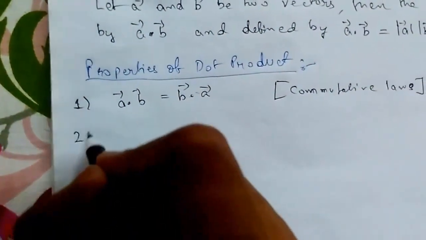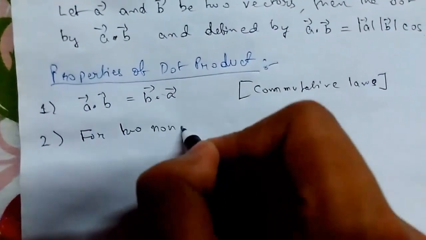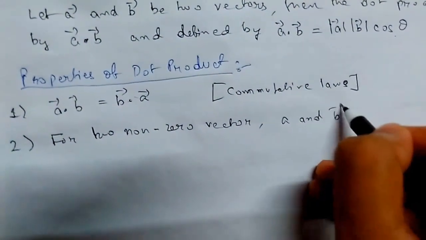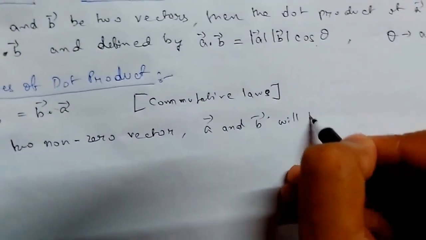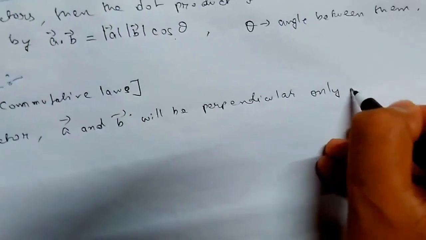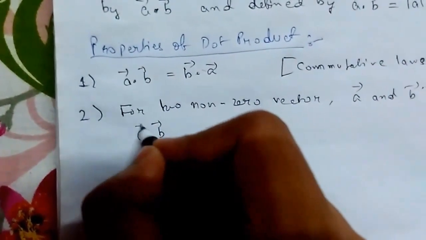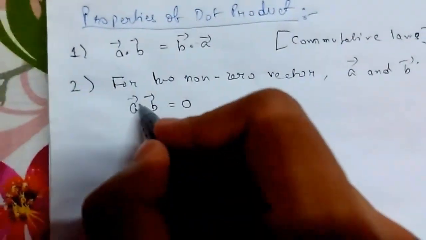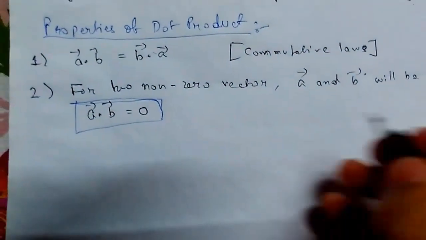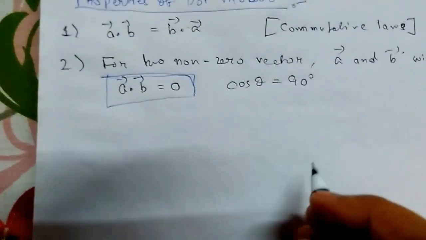So now number 2. So for two non-zero vectors, A and B vectors will be perpendicular only when the dot product, that is A dot B, will be 0. So this is important for checking the perpendicular condition, or we can also say that cos of theta is 90 degree. So this was number 2 property.